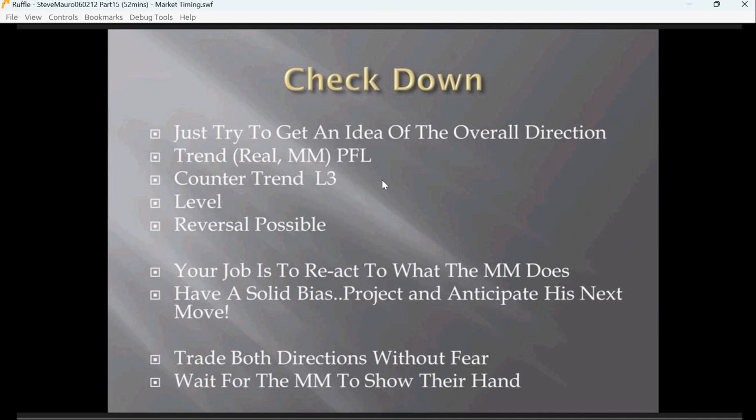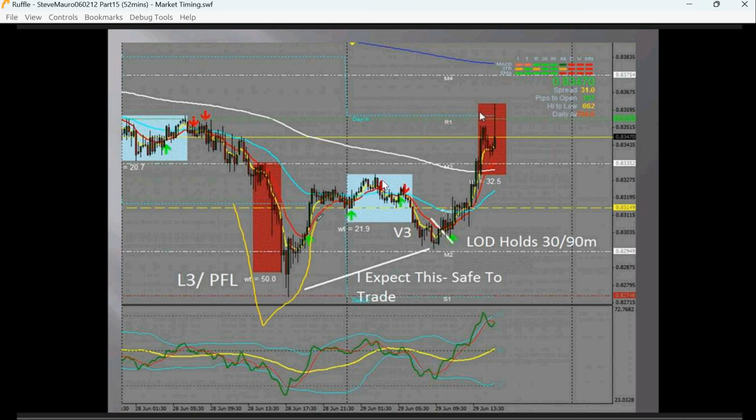When he shows his hand, you react. Have a solid bias. Project and anticipate what he will do next. Project and anticipate. Okay? As soon as he shows you, you take him. Okay? The dealer made the peak formation low, consolidated. Okay? I saw this trade coming a mile away. The safety trade comes because it's safe to trade this. Okay? Let's analyze this chart for a minute because it's very telling.